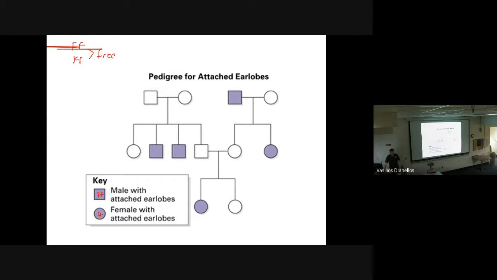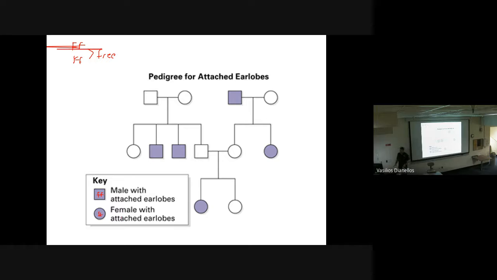Oh, and speaking of which, not that this is that important either, but a box in a pedigree just means male, circle means female. But here's a hint. I don't know if you guys aren't paying attention or I'm going too quick, but I'm asking you what the genotype is for the people in purple, right? I've already written it right here. Little f, little f.